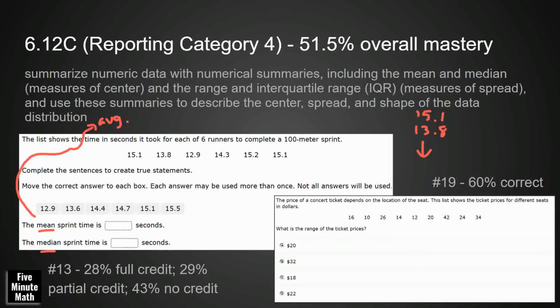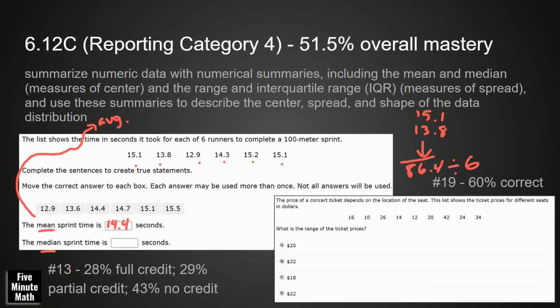Now I'm just going to do these on a calculator here. 15.1 plus 13.8 plus 12.9 plus 14.3. Students don't have the calculator. They've got to obviously just do it themselves. So that's going to be a challenge. But this ends up being 86.4. Then we've got to take that, we've got to divide that by 1, 2, 3, 4, 5, 6. All right, so that requires a lot of work. And if we divide that by 6, we're going to get 14.4.